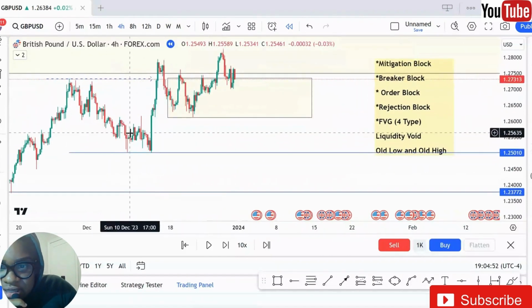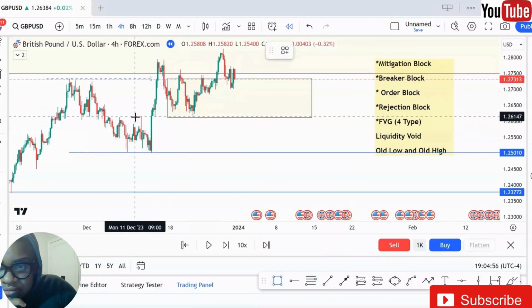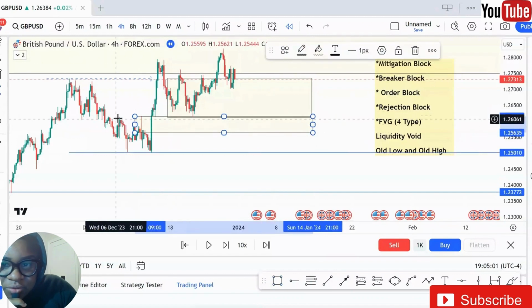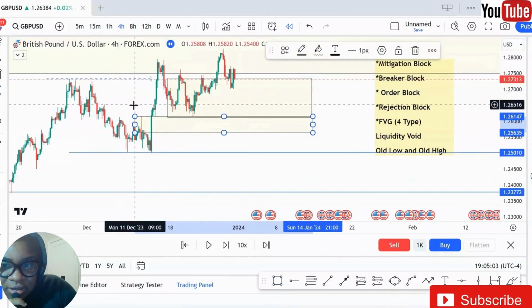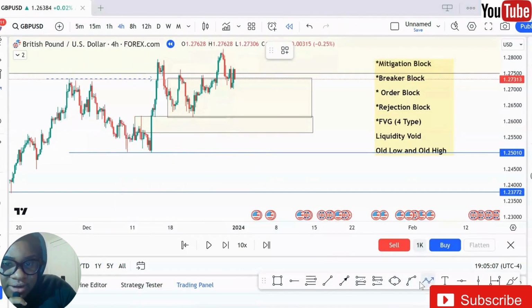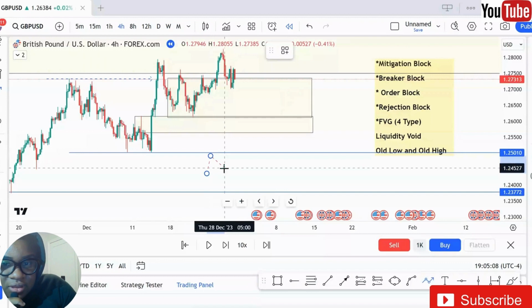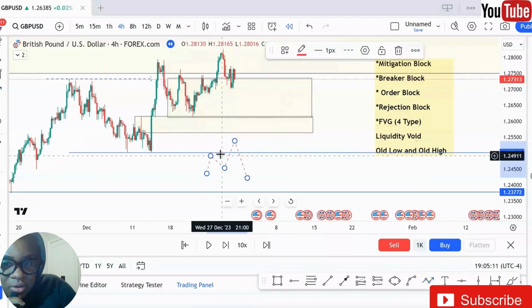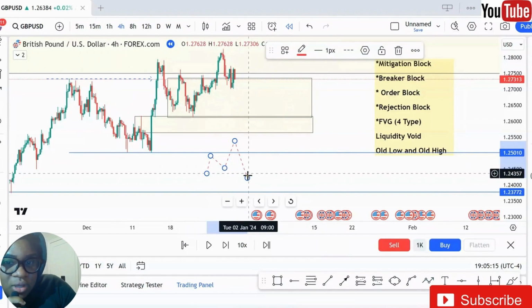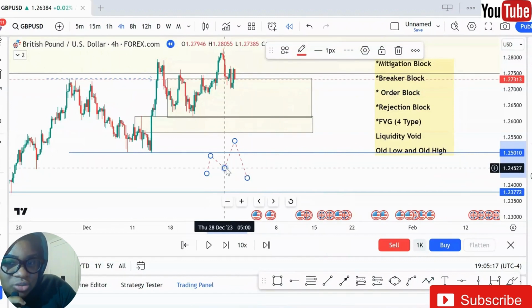If you can see here, there was a mitigation block here, which market came out and hit, going up to the upside. And there was also a breaker around here, which market used to go up. You know what a breaker block looks like, right? This is a breaker block. When there is a high here and market comes down to break the low, that is a breaker block. The last candle before the impulse move is marked as the breaker block.